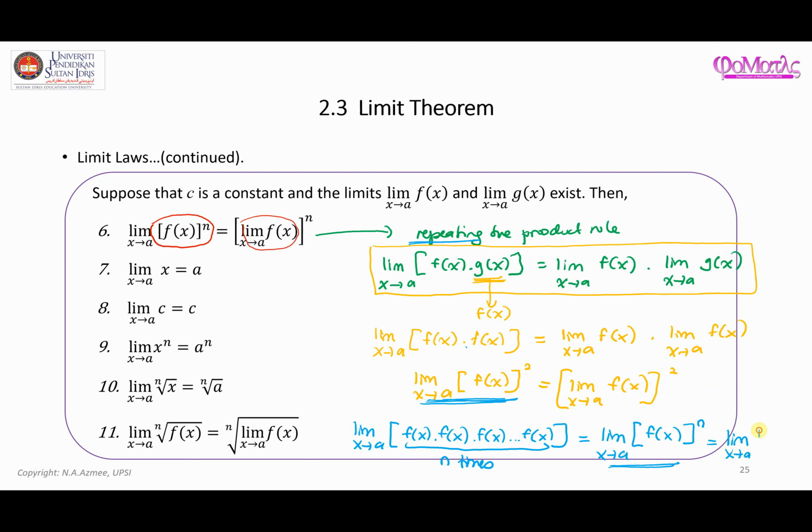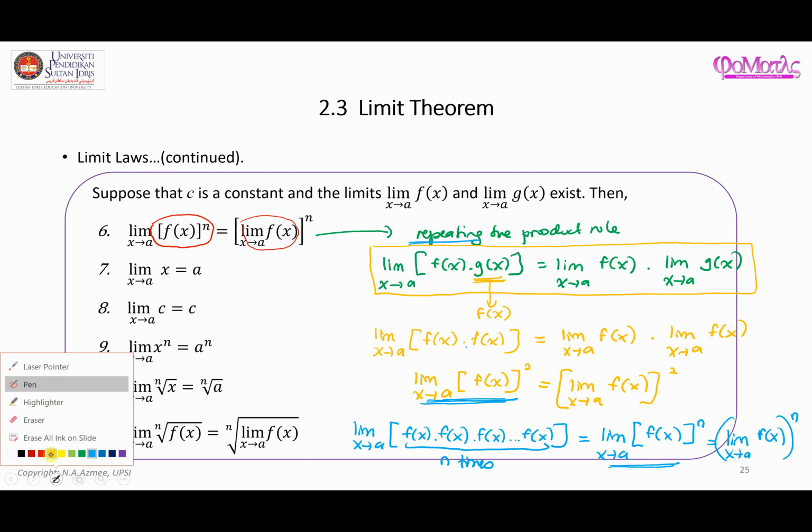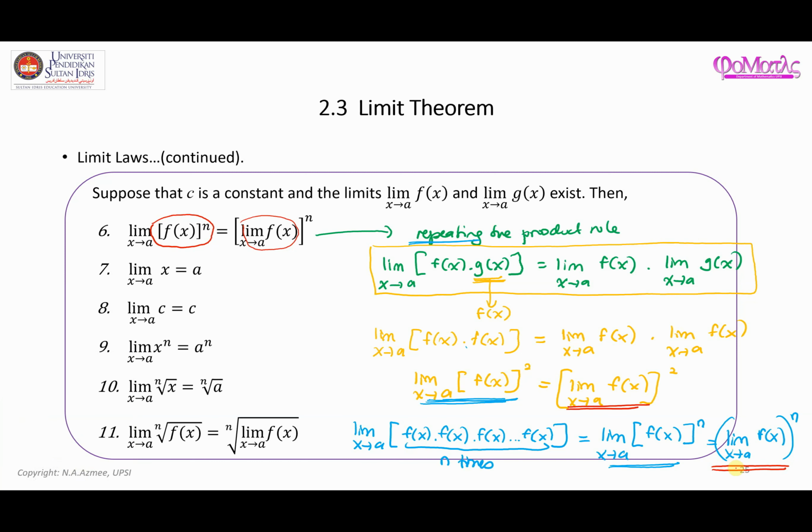Okay, this one here is similar to this part, and the answer to this is going to be limit x approaches a f(x), and you will raise the result here to the power n. And this part here is similar to this one given here. And what you are seeing right now on this part is the same thing which is given here by the rule number 6. Okay, so that's the idea of rule number 6, where basically it comes from the idea of repeating the product rule.